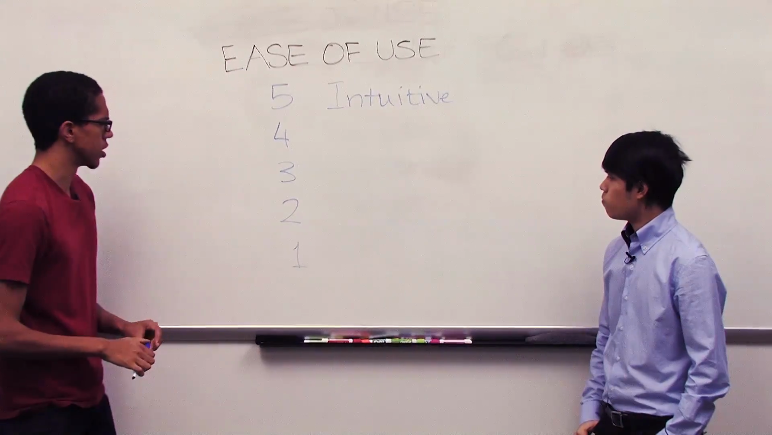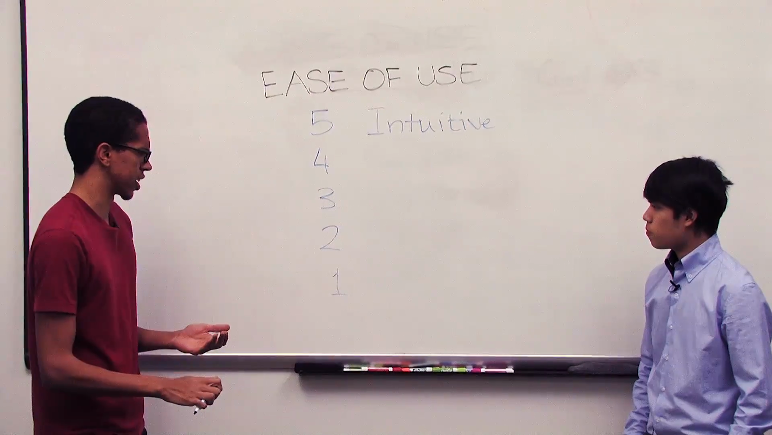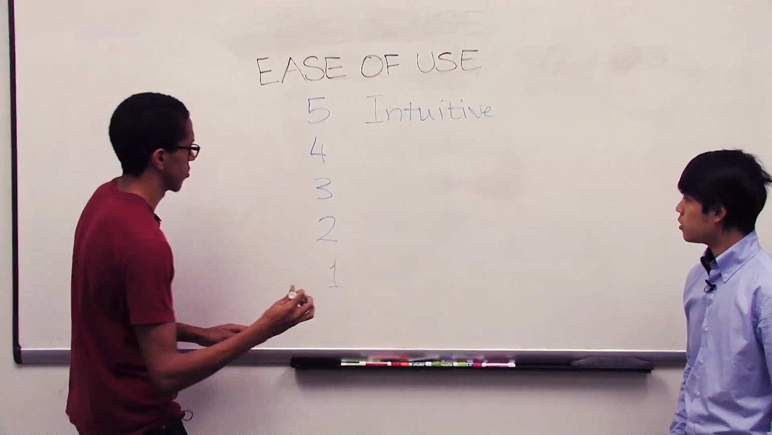All right, and then for 1, if something is really hard to use, you can't really figure it out, it's basically impossible, do you think that would be a good word? I think impossible is a good word for number 1.